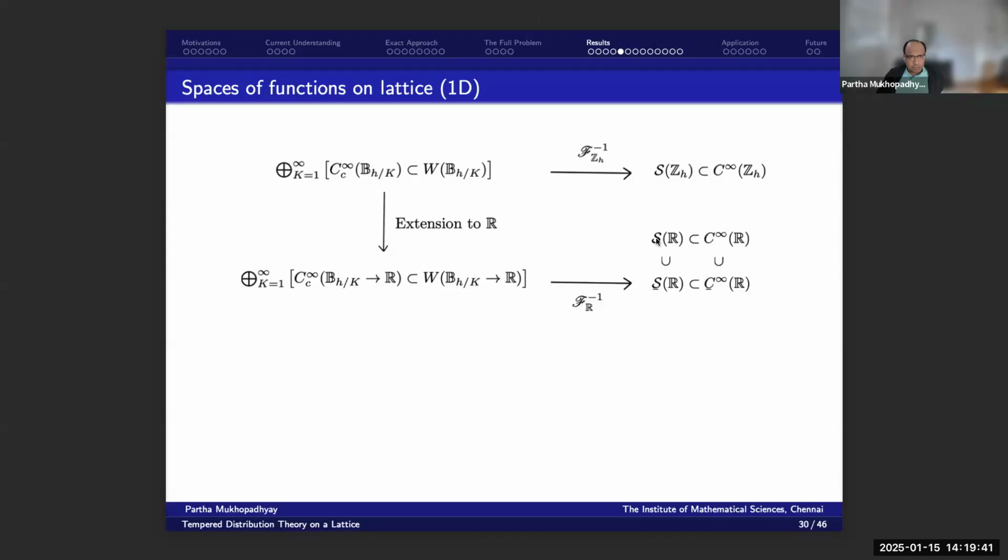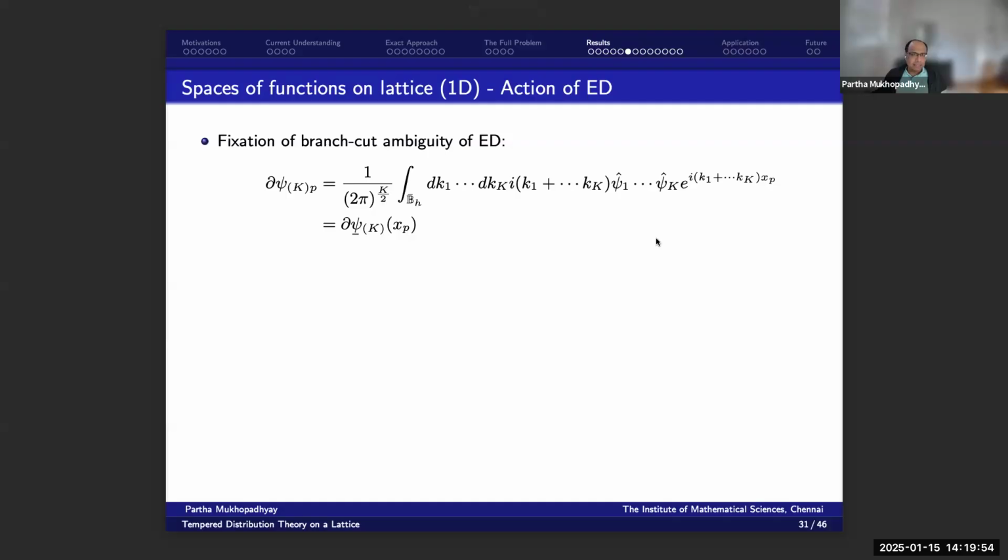So I have defined Schwartz functions. I have defined the space on which the continuation ambiguity has been fixed. And now I have to define the action of the derivative and the lattice integral on those functions. And this I have talked about earlier. The derivative is given on the degree k C infinity function on the lattice. You take the Fourier transformation, and this is the Fourier mode. And in this case, you have capital K number of momenta here.